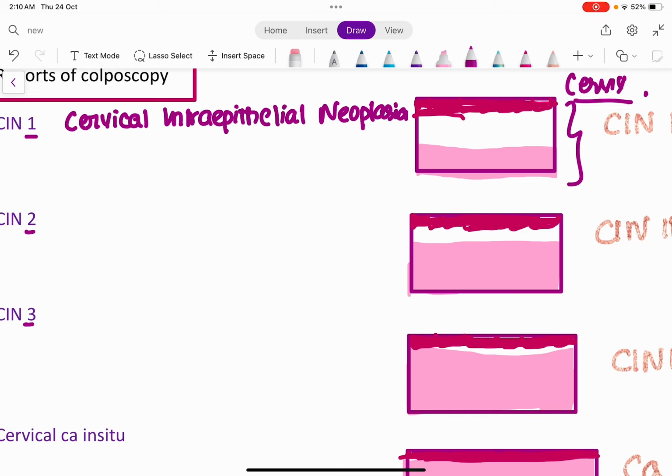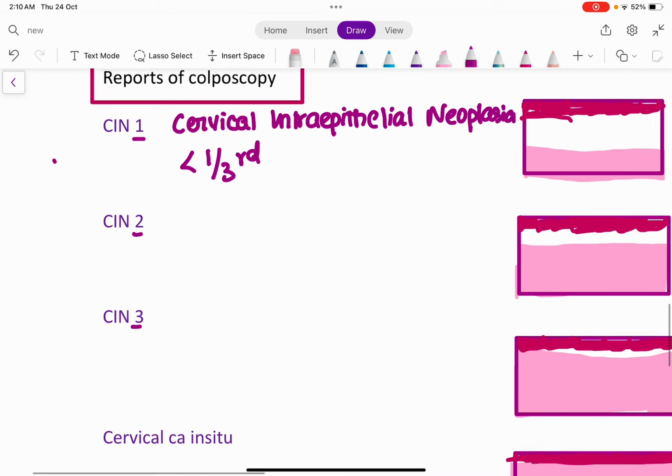CIN1 means dysplasia has occurred in the cervix, and this dysplasia is limited to less than 1/3 of the cervix. So dysplasia less than 1/3. Let me write here dysplasia. So if dysplasia occurs in less than 1/3 of the cervix, it is called CIN1.